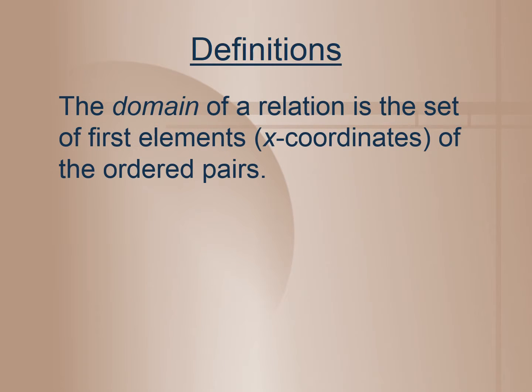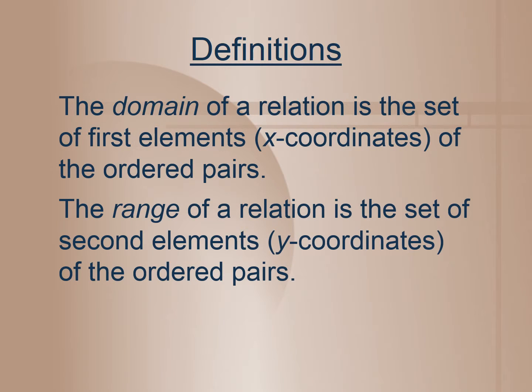A domain is going to be the x-coordinates, or the first elements. So the domain is the first element. The domain is kind of like where you start, right? And then you have the range, and the range is coming off of the domain. So the range is going to depend on the domain. You start at your domain, you start at x, and then your range is where the domain is going, okay? So the range is the y-coordinate, or the second number. And the range is actually a set. It's going to be the set of all of the second numbers.